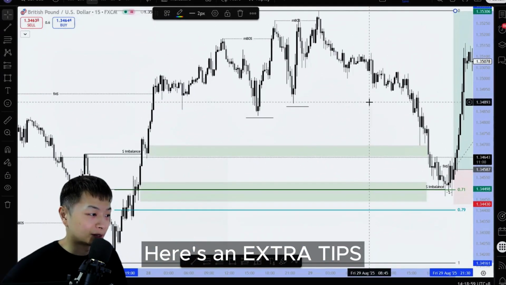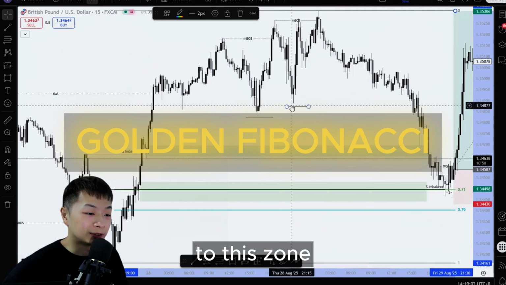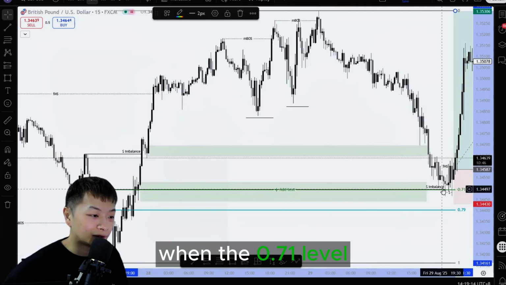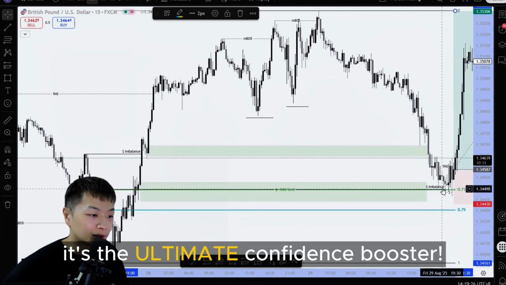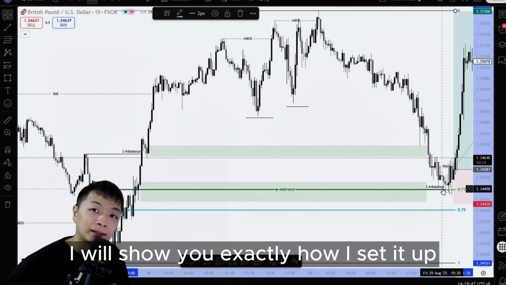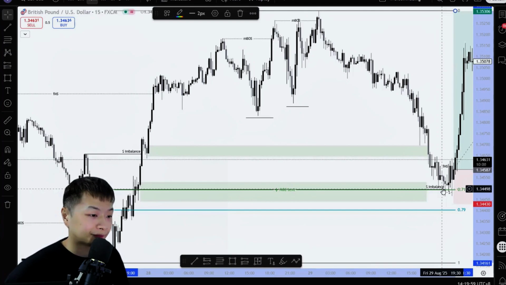Here's an extra tip. I added the Golden Fibonacci to this zone. When the 0.71 level align with my order block and imbalance, it is the ultimate confidence booster. I will show you exactly how I set it up at the end of this video.